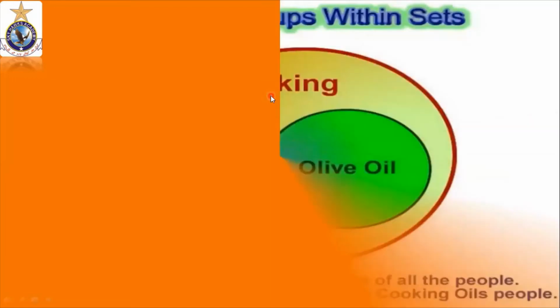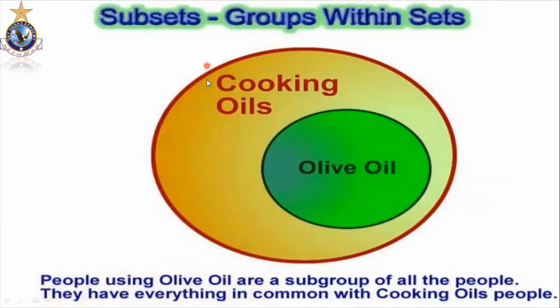Now let's see what is next. So here, the very important thing is the subset within the set. What you can see now is that this olive oil is also listed in the cooking oil. People who use olive oil are a subgroup of all the people. They have everything in common with cooking oils. So here, this big circle lists all those cooking oils, and olive oil is also part of that list of cooking oil. So that is inside this big circle, and that's olive oil.